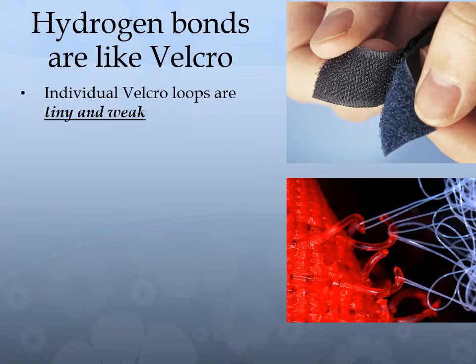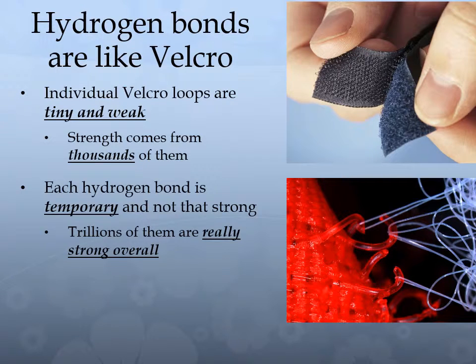This is how hydrogen bonding works too. Each single Velcro hook's strength is pretty weak, but when there are lots of them, the overall connection is strong. Each individual hydrogen bond isn't strong enough to do much, but an enormous number of them inside of a water sample ensures that the molecules in a water sample hold on really, really tightly to one another.